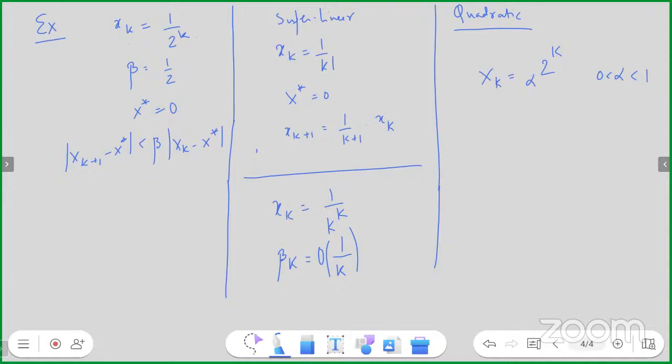What is the quadratic condition? x star is 0 anyway here. So x_{k+1} is equal to x_k squared. Does it satisfy? Is everybody convinced? What is x_{k+1} by x_k squared? Let's take the ratio.